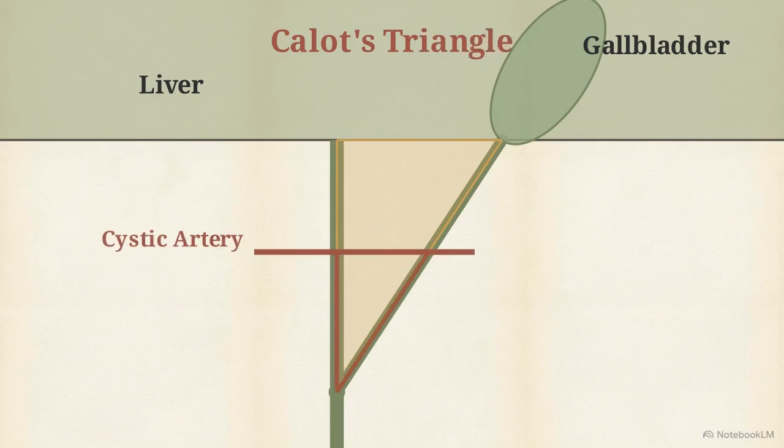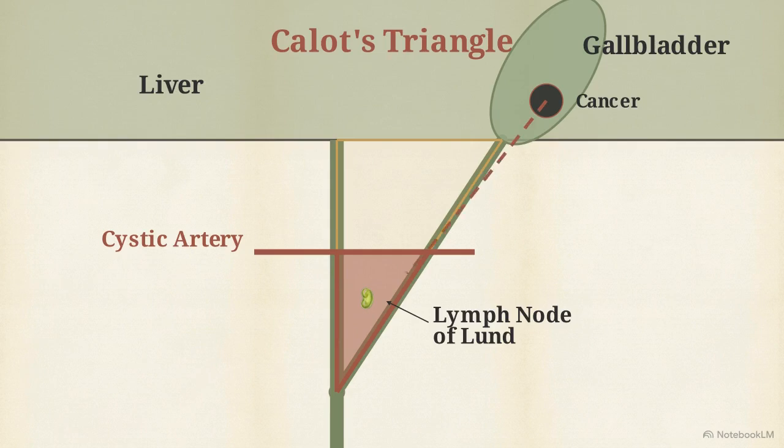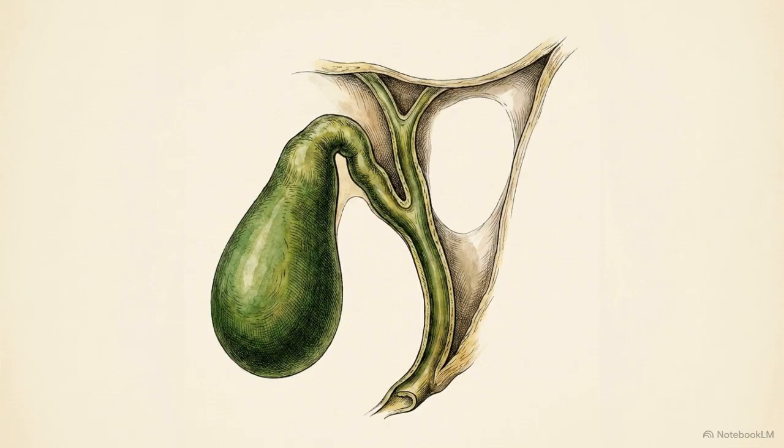Navigating Callot's triangle reveals the cystic lymph node of Lund. This is a critical anatomical landmark during dissection and serves as the sentinel node for the subserosal lymphatic spread of gallbladder cancer into the liver. Precise isolation of Callot's triangle establishes the critical view of safety. Without this visual confirmation, dissecting this area risks catastrophic vascular and biliary injury.